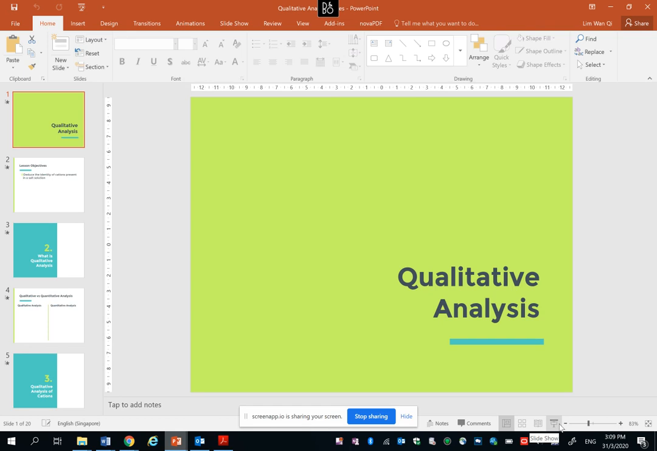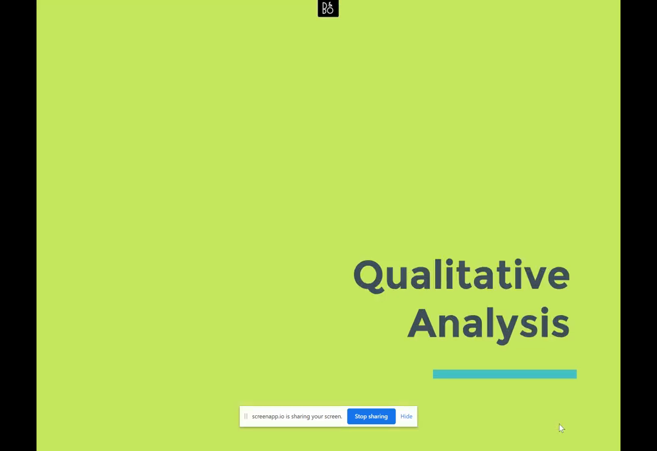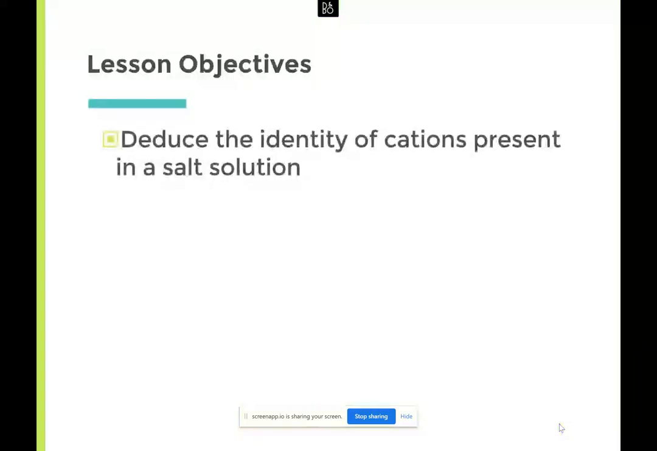Okay, today we're going to look at qualitative analysis. So under mole concept, we have learned about quantitative analysis, like how much of the substance there is. In qualitative, we are not interested in that. We are only interested in whether a substance is present or not. So in our first lesson, we're going to learn about deducing of cations present in a salt solution.